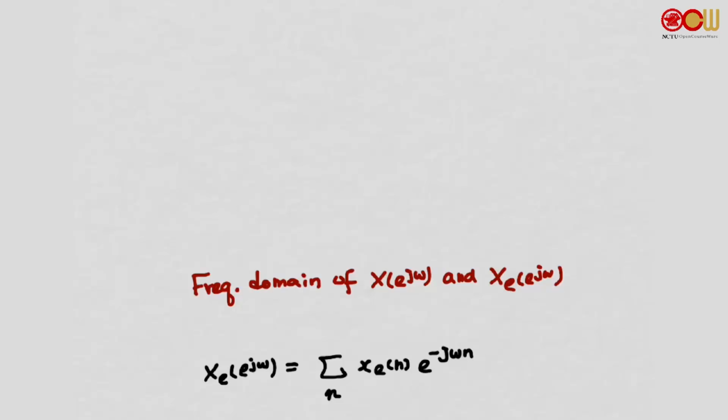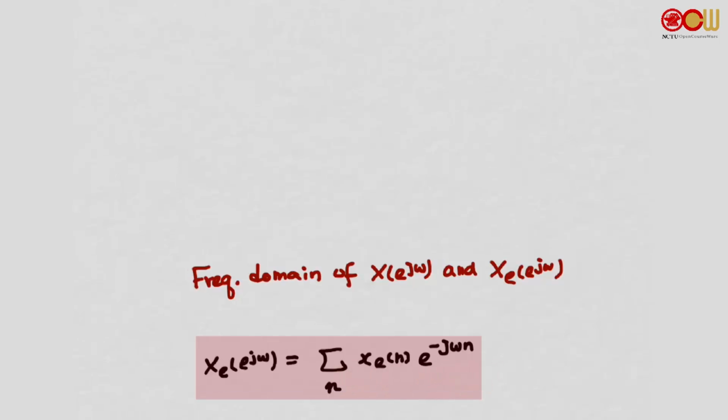So let's write down the Fourier transform of xE by definition. This is the Fourier transform definition. The summation over n here is for all integer n, but then we know xE is non-zero only when n is a multiple of L. So we can say n should be an integer multiple of L, so we write it as Lk for all k.